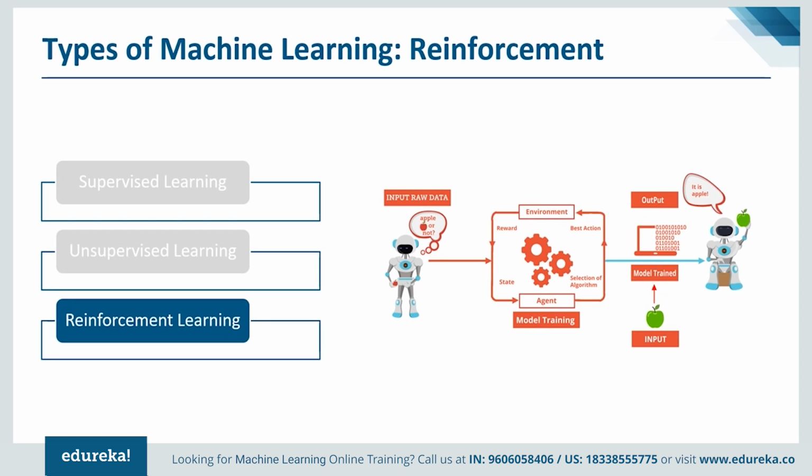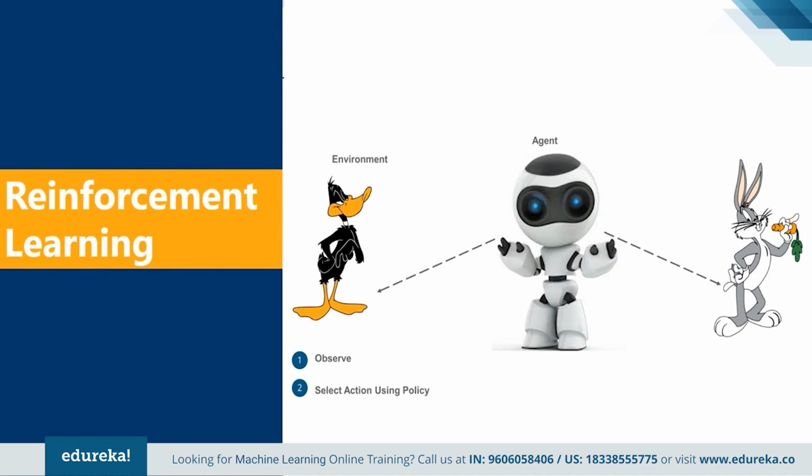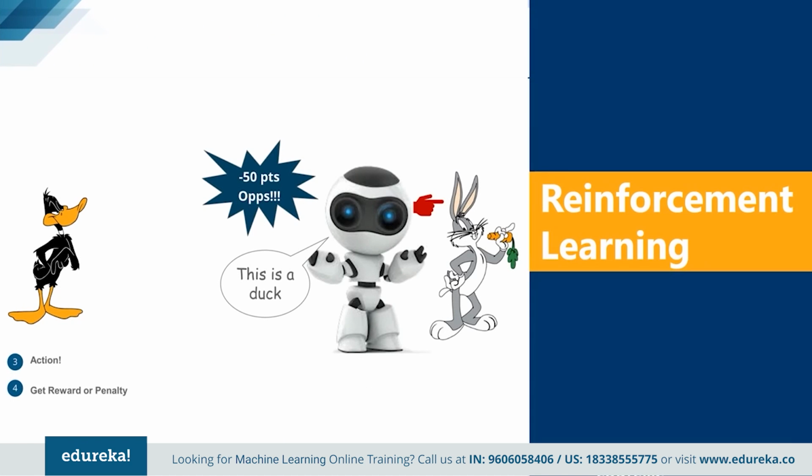So in this example, you can see that we have an agent which is confused to decide which among the two pictures is of a duck. So what it does, it observes the environment and performs some action using some policies. Now once the action is performed, the model gets a reward or penalty point for it. As you can see, the machine has chosen bunny as a duck, so it will get minus 50 points for the wrong answer.